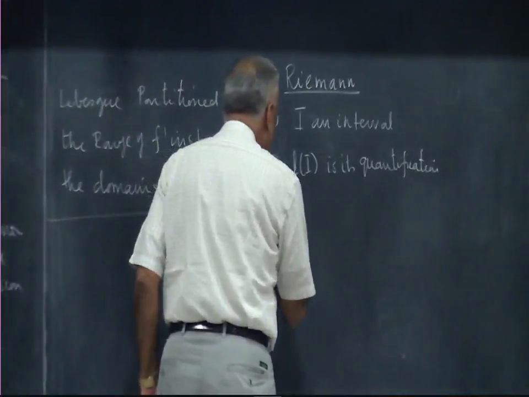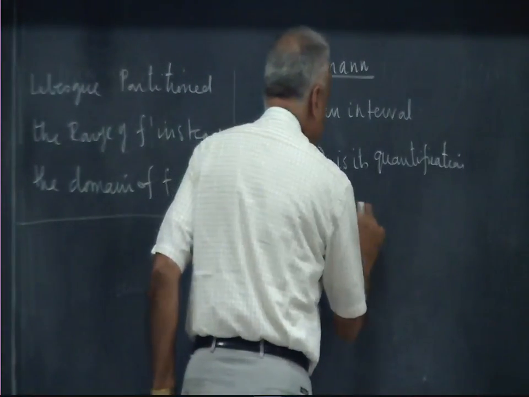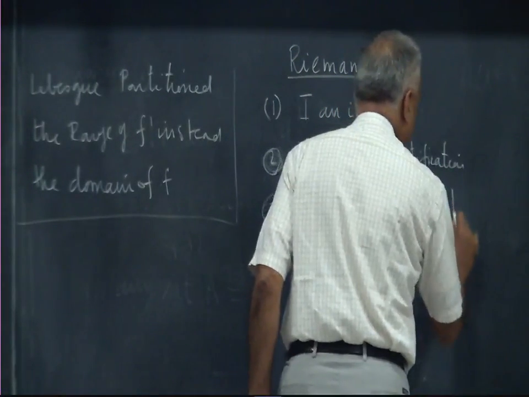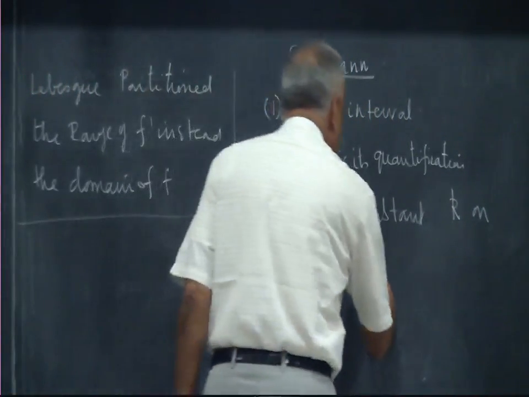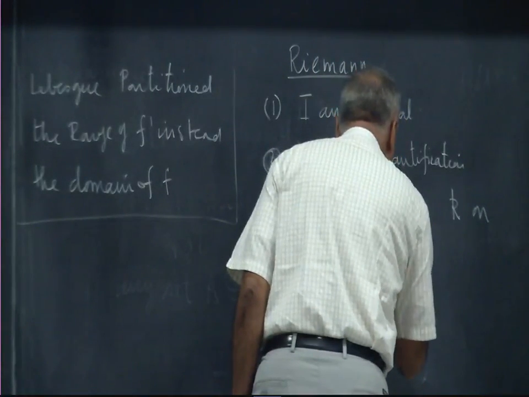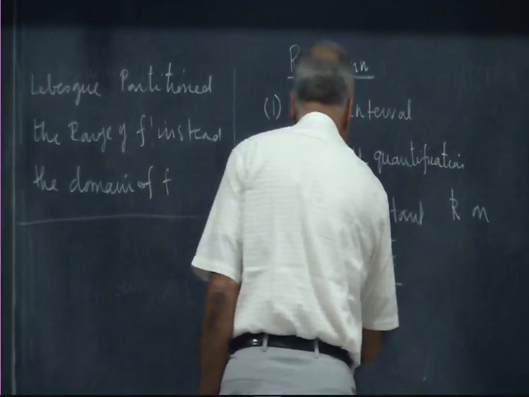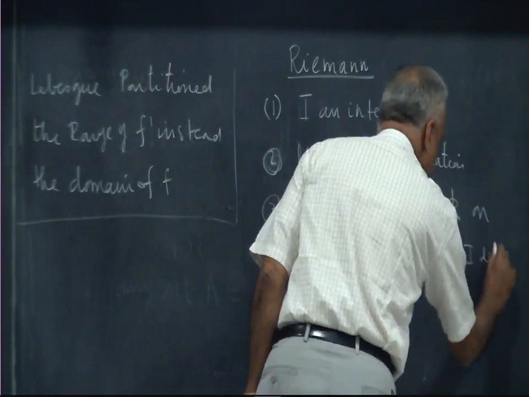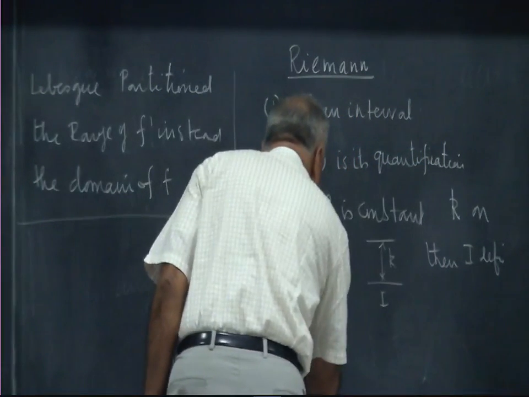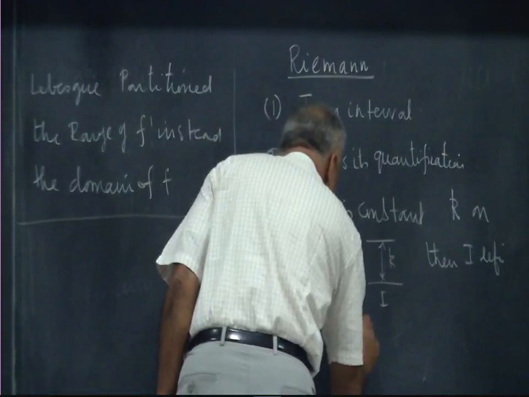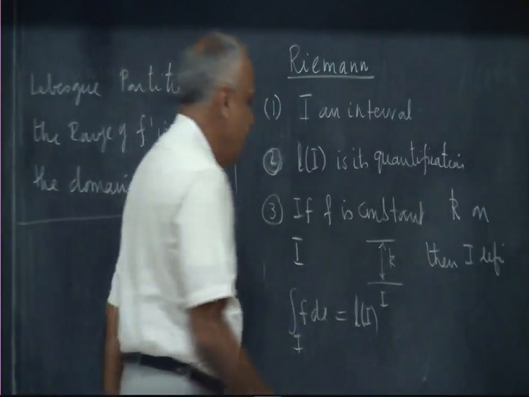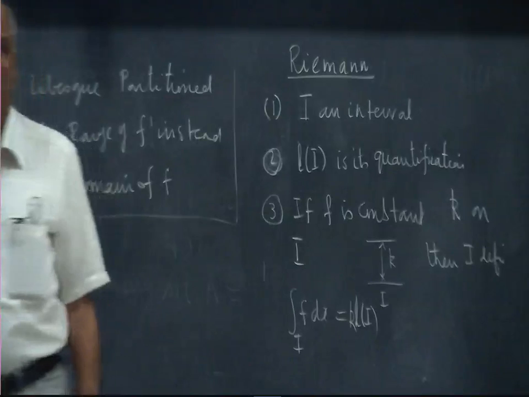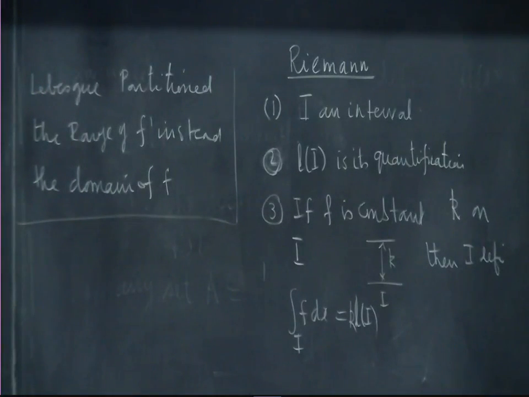The third step he did was, if f is constant, say k on I, then how is the graph? The graph is like this: this is the interval I, the height is k. Then I define the integral over that interval of f dx as the length of I, that quantification I introduced, times the constant value. That is the height times the base. That's how you define the integral.